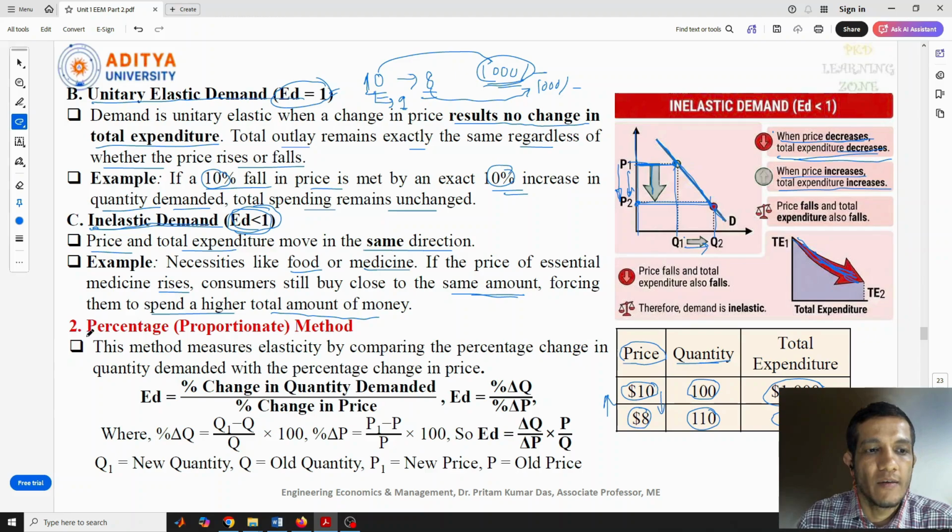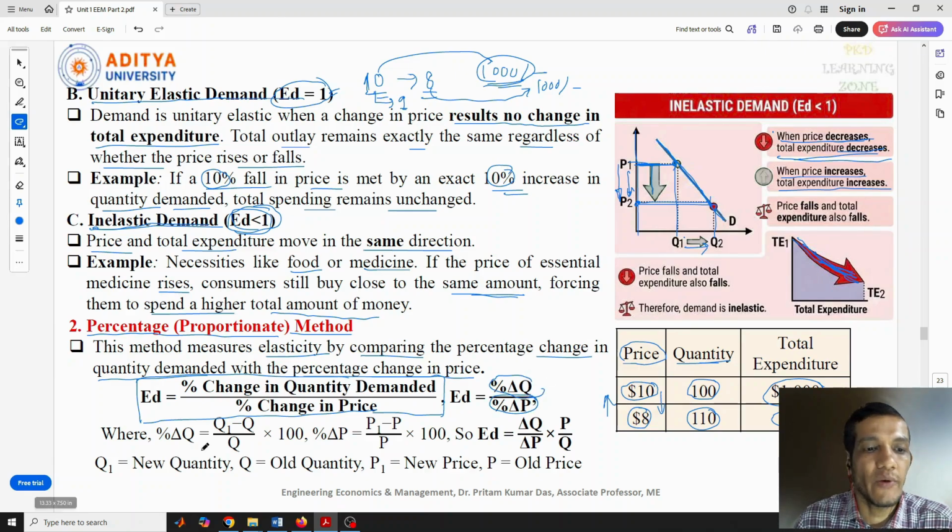The second one is the percentage or proportionate method. In this method, the elasticity is measured by comparing the percentage change in quantity demanded with respect to the percentage change in the price. So you can calculate the ED value using this formula: ED equals percentage change in quantity demanded divided by percentage change in the price. That you can write as percentage del Q by del P.